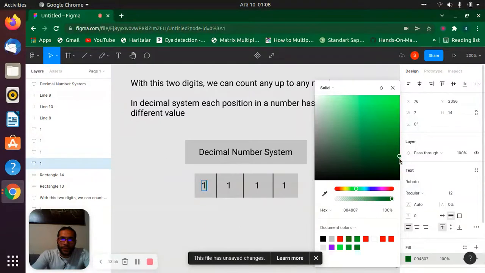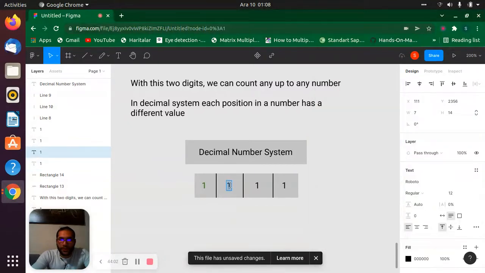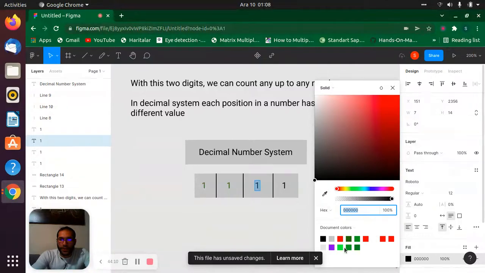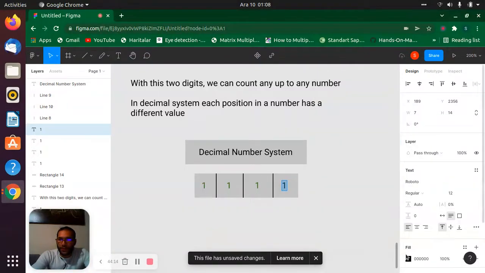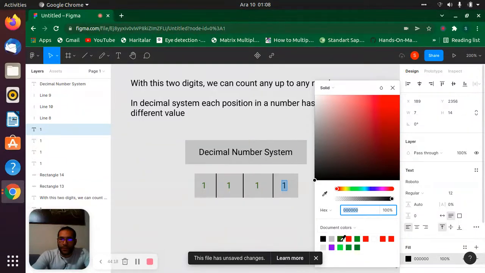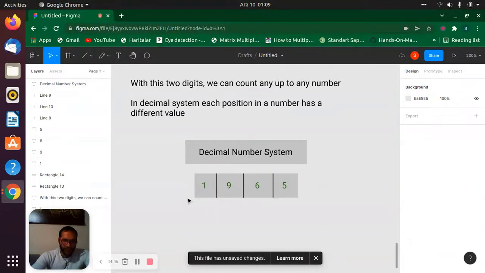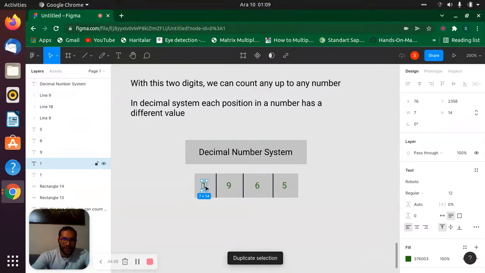And this is just green, okay? It will be just green, okay? And also this one will be green, and also this one will be green, and this one also will be green. So okay, now we will put our values there. It will be 1, and it will be 9, this will be 6, and this will be 5. Okay, so 5. This is good.